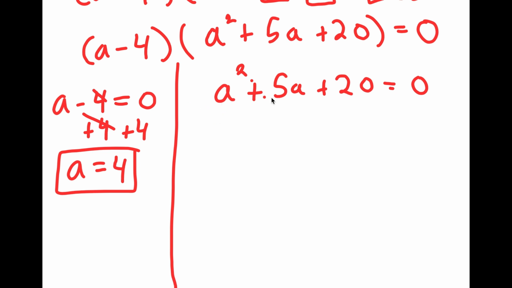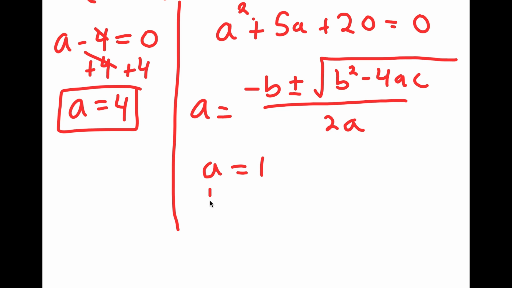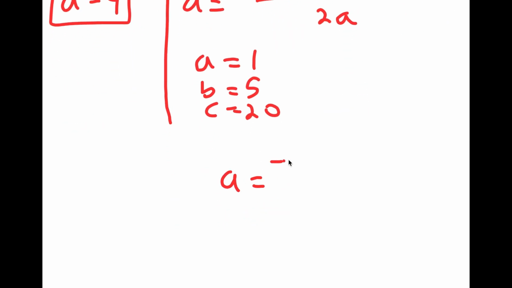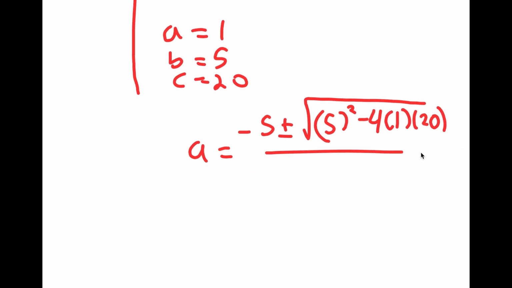And now for a squared plus 5a plus 20 equals 0, because this is a quadratic equation, I can use the quadratic formula to solve this. The quadratic formula is negative b plus or minus the square root of b squared minus 4ac all over 2a. Now a is 1, b is 5, and c is 20. So I get a equals negative 5 plus or minus the square root of 5 squared minus 4 times a, which is 1, times c, which is 20, all over 2a.